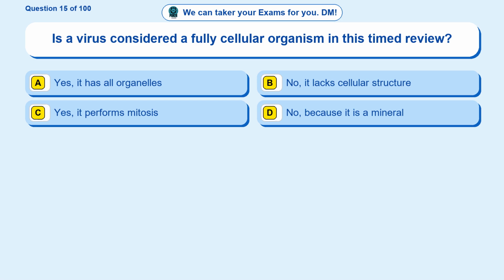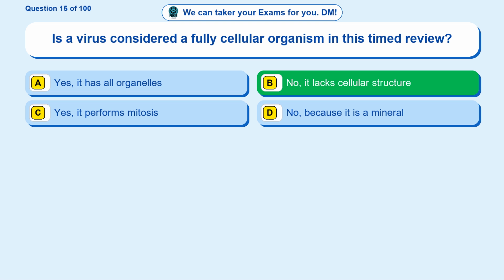Question 15. Is a virus considered a fully cellular organism in this timed review? Option A. Yes, it has all organelles. Option B. No, it lacks cellular structure. Option C. Yes, it performs mitosis. Option D. No, because it is a mineral.